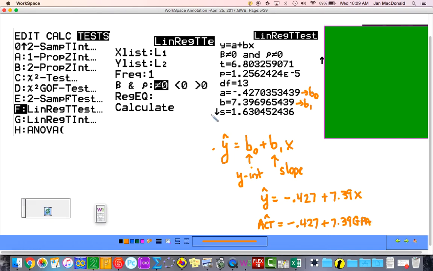Excellent. And what does this S right here stand for? Well, if you look at the back of your Chapter 22 notes, you see that computer printout, and I identify S. S is the standard deviation of the residuals. This is our typical prediction error. On average, this is how much your predicted value differs from the actual value. Notice we have an arrow down, so let's arrow down and see what else there is.